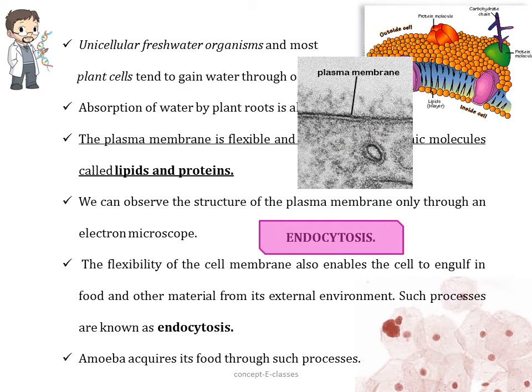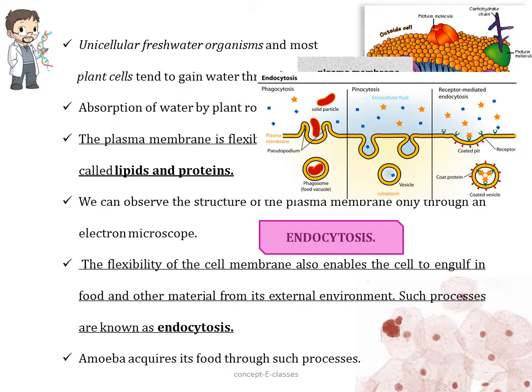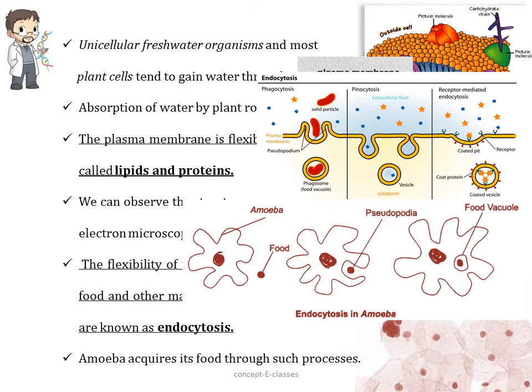Now the flexibility of the cell membrane also enables a cell to engulf food and other material from its external environment, and such a process is called endocytosis. So what is endocytosis? It is a cellular process in which substances are brought into the cell, and the flexibility of the cell membrane enables the cell to do so. Amoeba acquires its food through such a process. You can see here, it engulfs the food. This process in which substances are brought into the cell is called endocytosis.